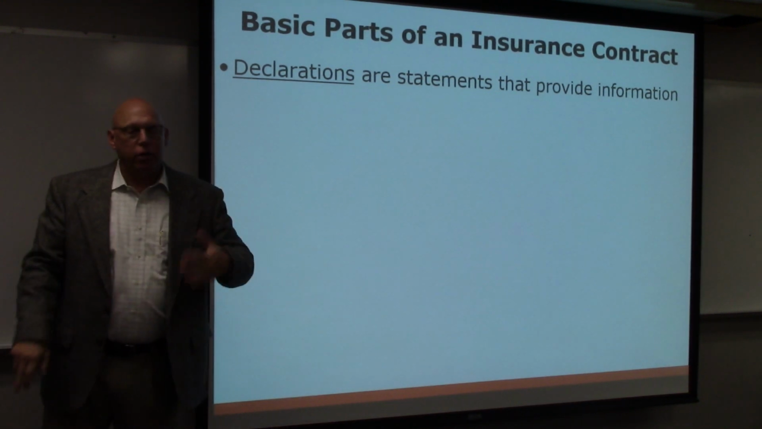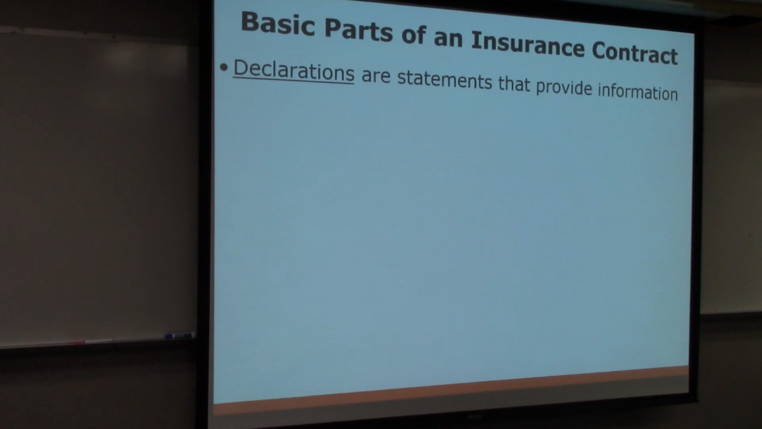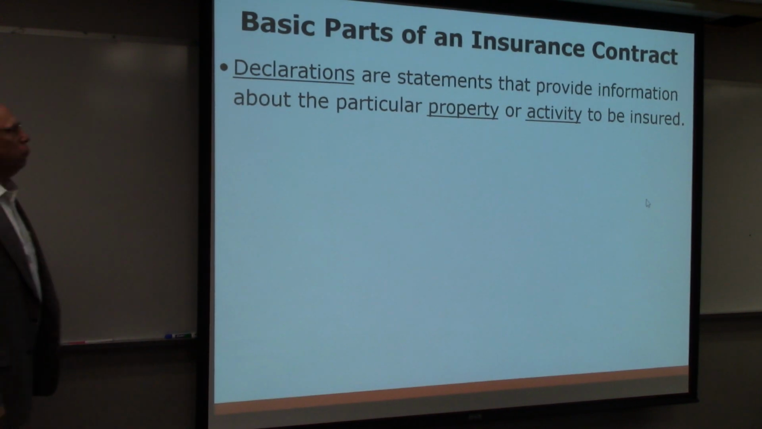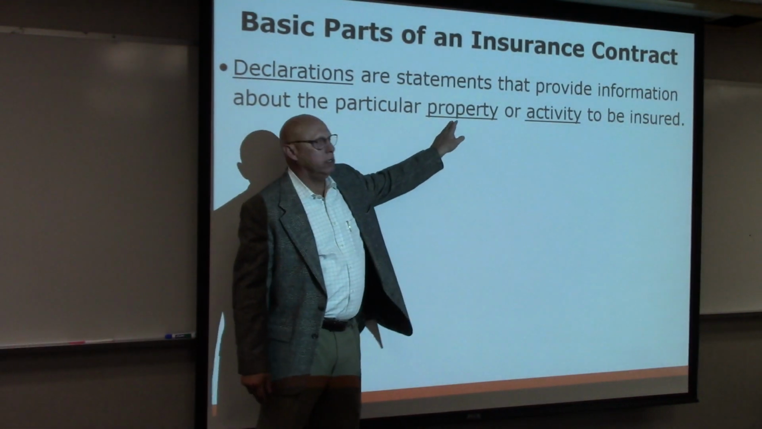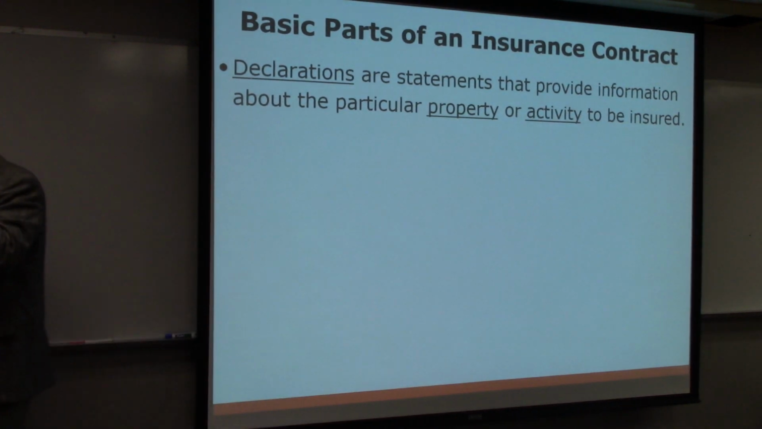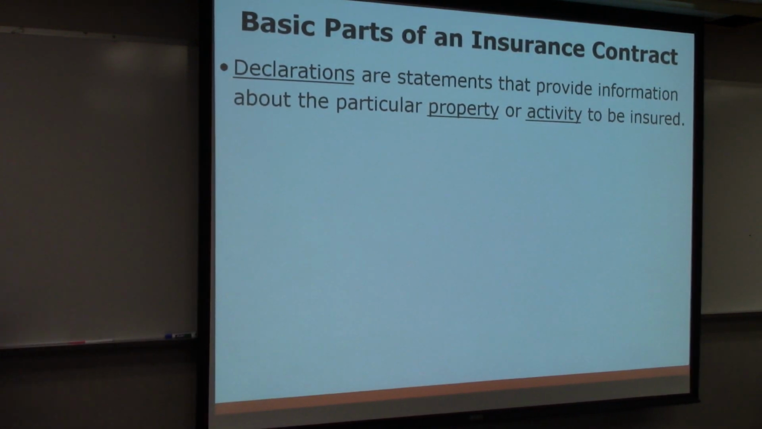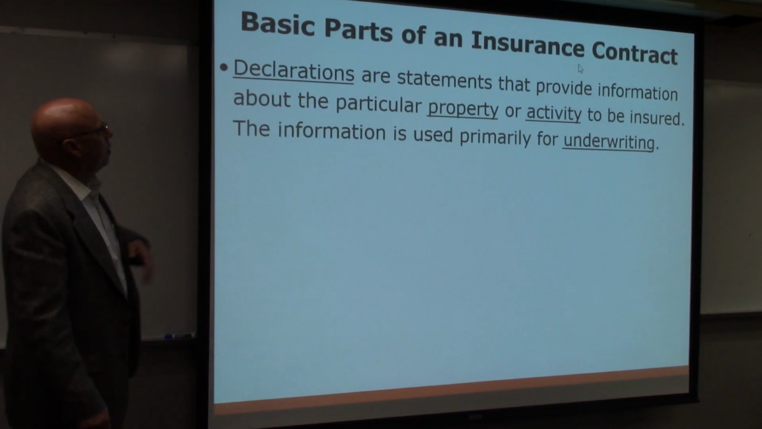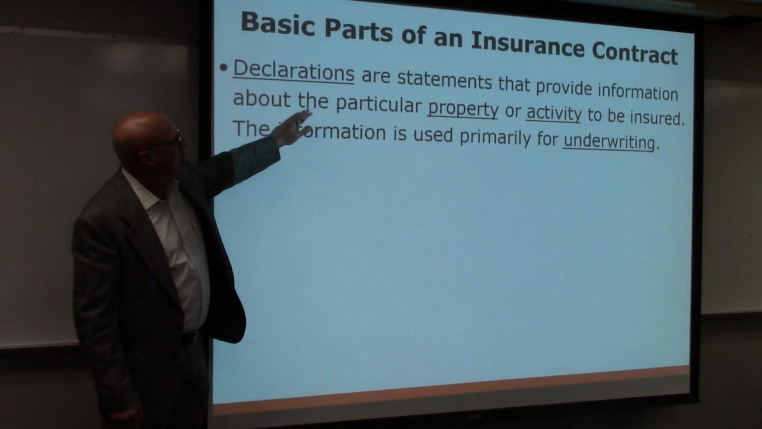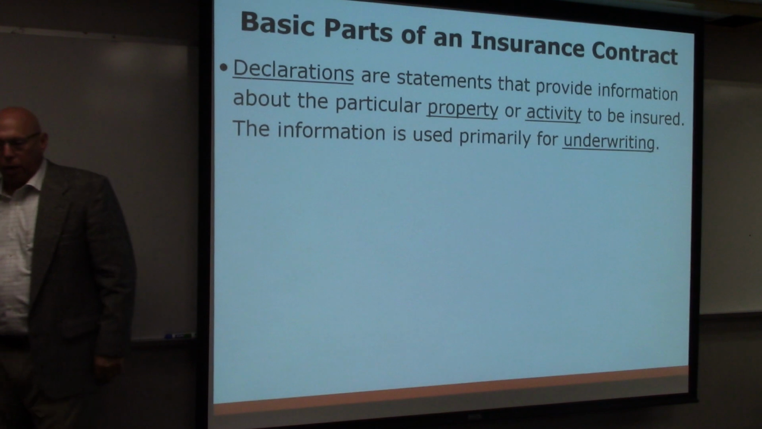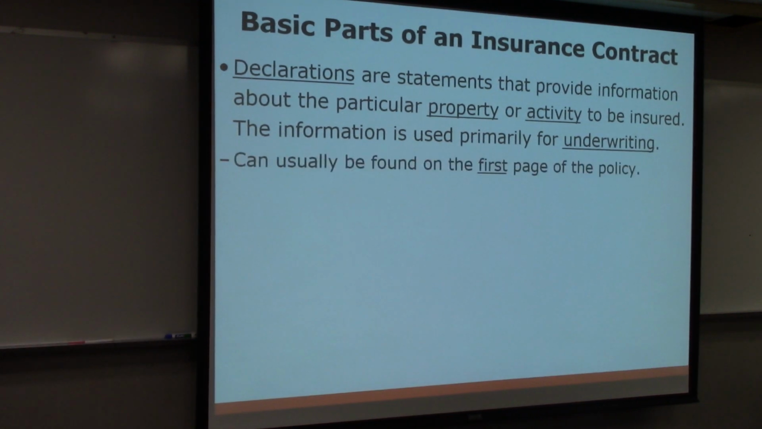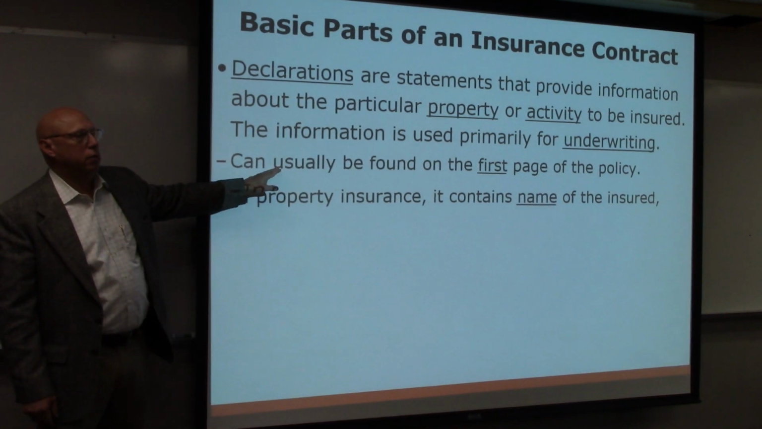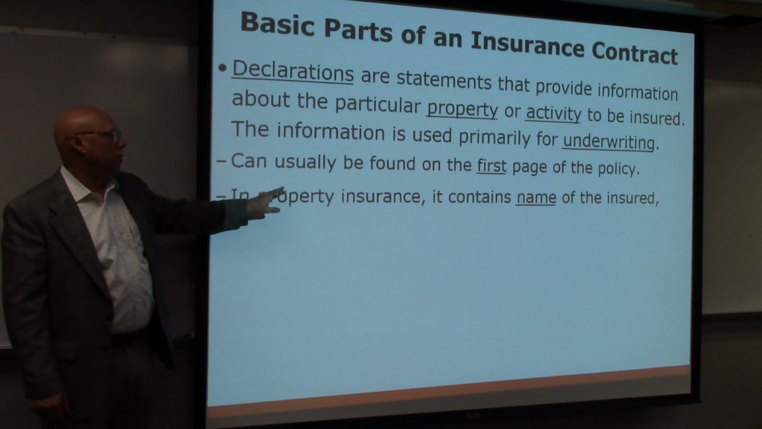So every insurance contract has a declarations page. And when you see property, you're thinking property casualty insurance, or activity, which is liability or life. The information on the declarations page is used primarily for underwriting. And it's usually the first page of the policy, the declarations page.